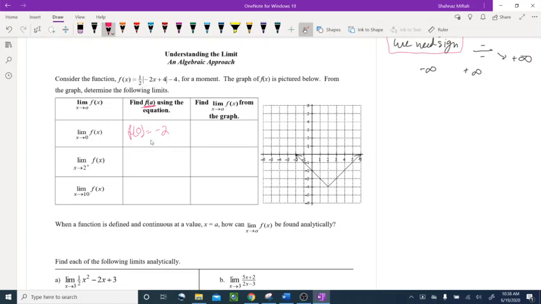Now we're going to do the same thing. Limit as x approaches 0 of f of x. So here is the 0, and I'm approaching 0. Since they didn't mention left and right, I have to do both. I'm using the graph from the left side. When I approach 0 from the left, I'm getting negative 1. When I approach 0 from the right side, I'm getting negative 1.